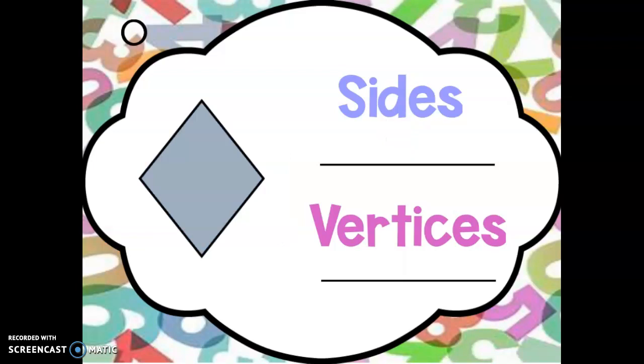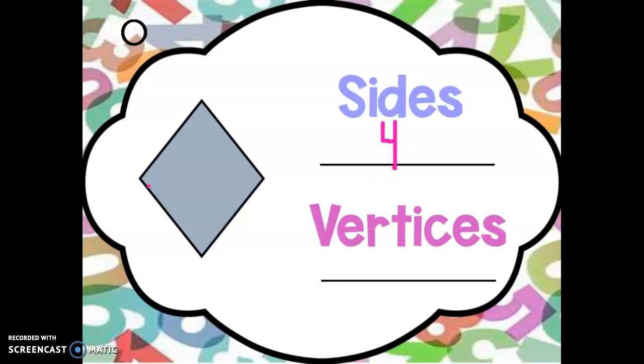Let's take a look at our rhombus. Let's find out how many sides or straight lines our rhombus has. Ready? 1, 2, 3, 4. Very good. Our rhombus has 4 sides.